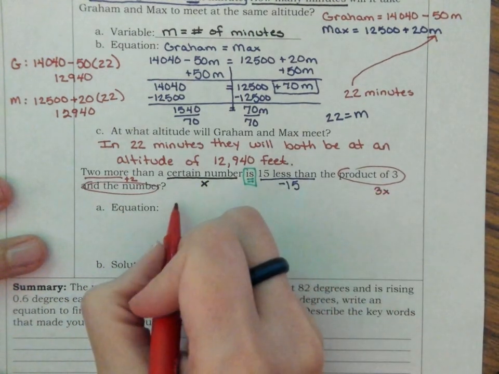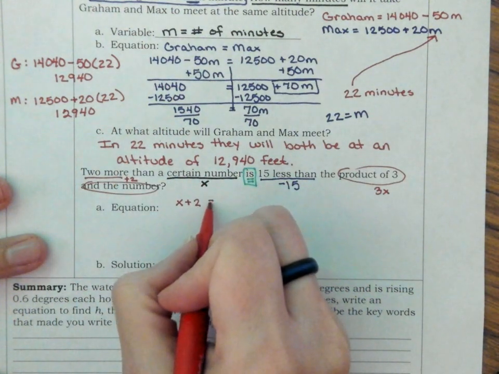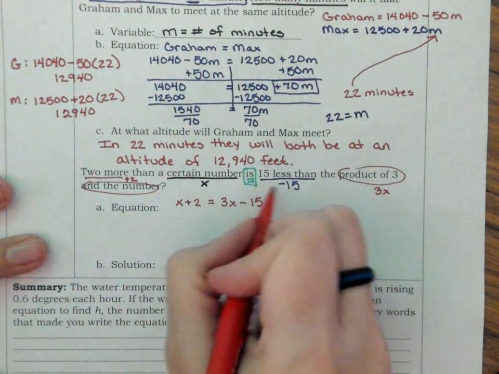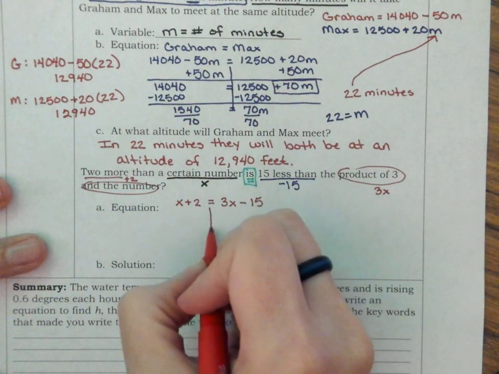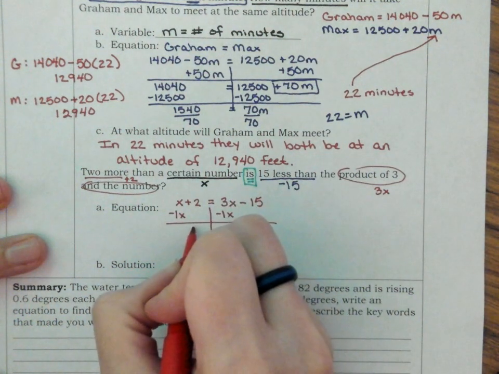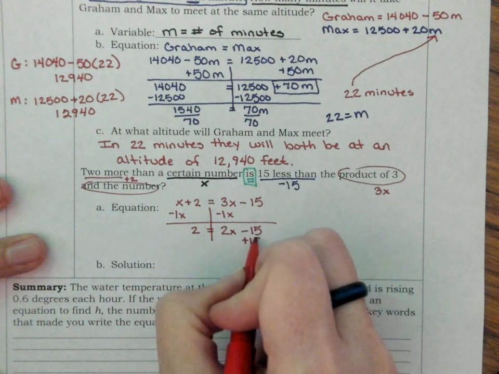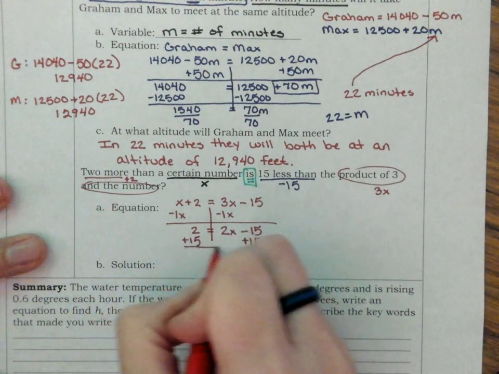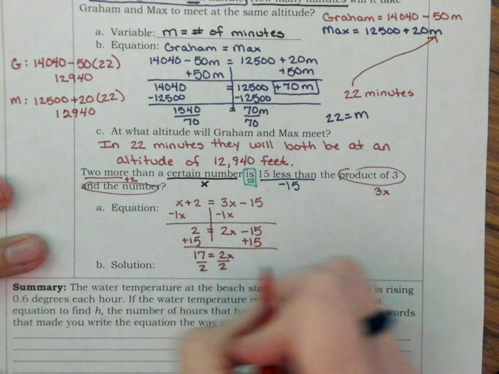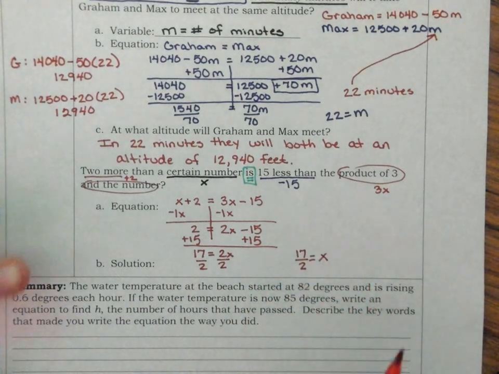So your equation here is x plus 2, because I like to put 2 more at the end, equals 3x minus 15. I'm taking 15 away from 3x. Brick wall, minus 1x. I have 2 equals 2x minus 15. Add 15 to both sides. I get 17 equals 2x and divide by 2. That leaves me a fraction. Leave it as a fraction. Okay, don't change it to a decimal.